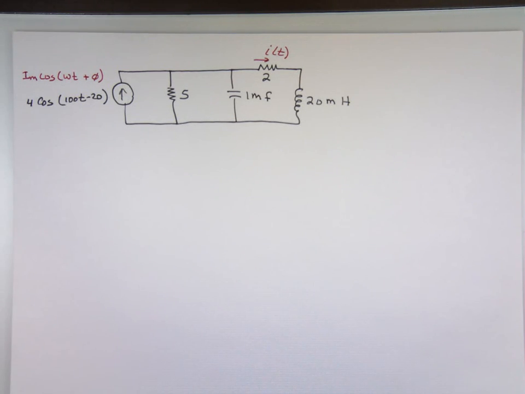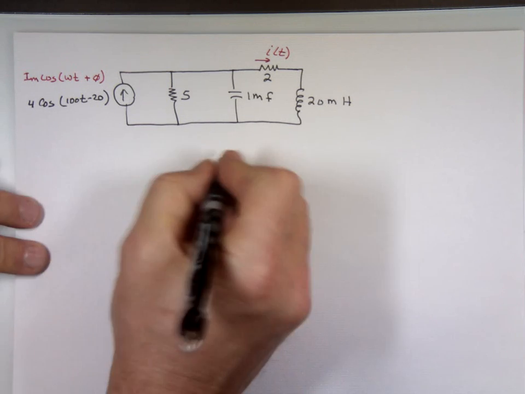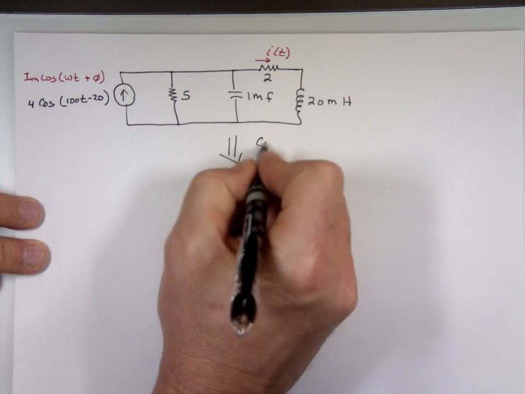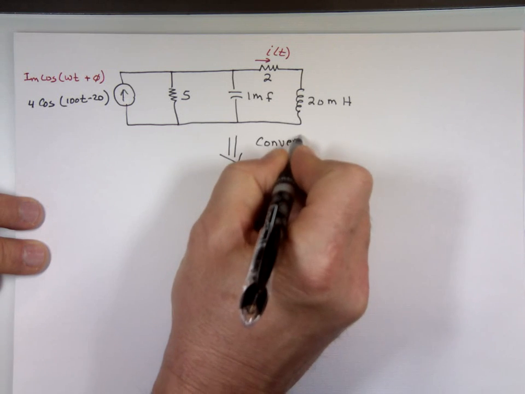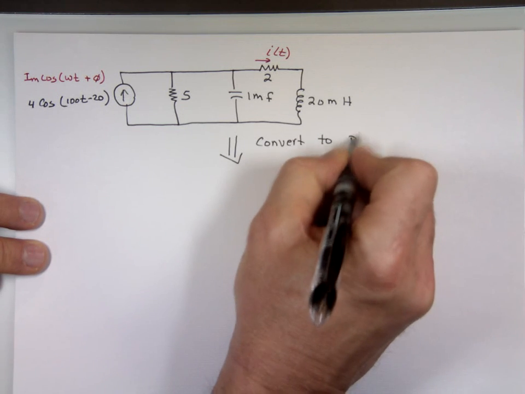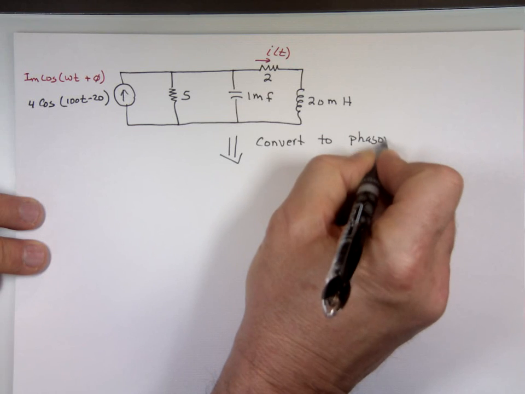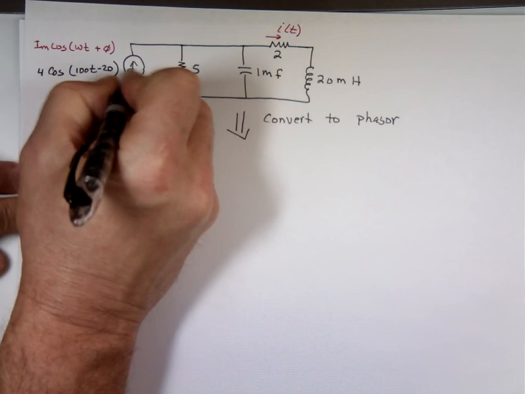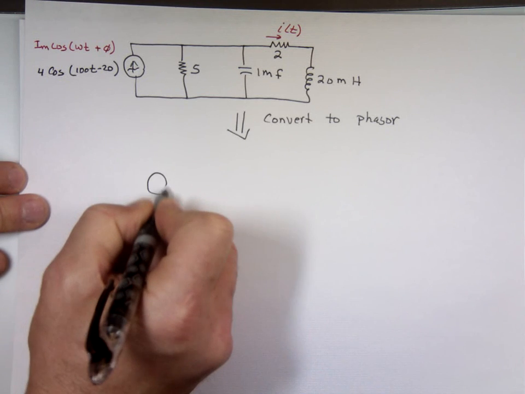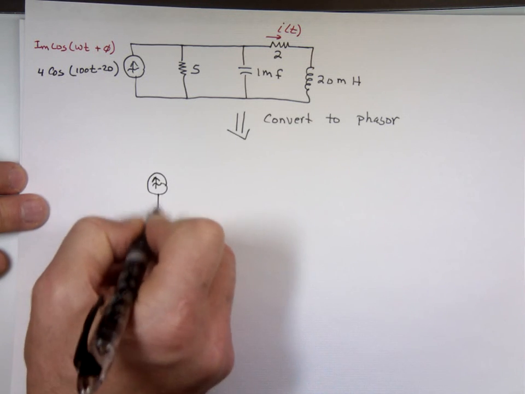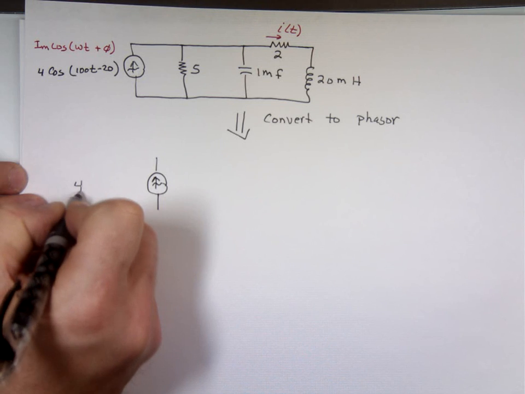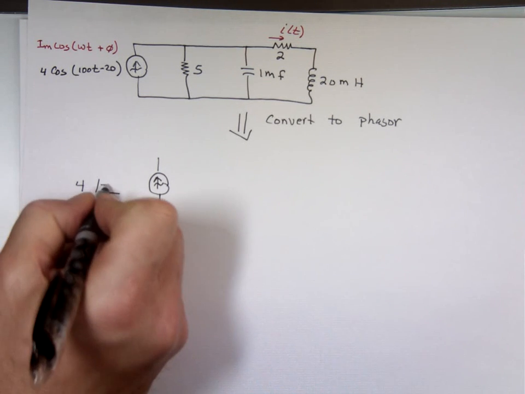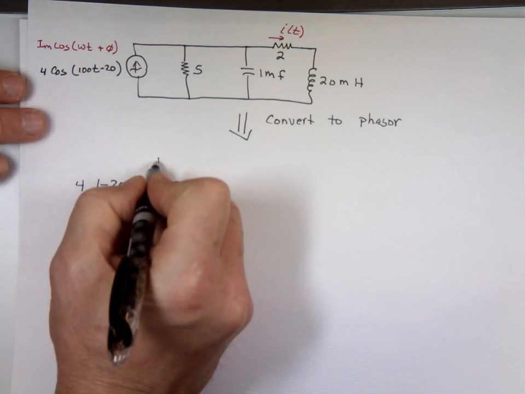100. So the first step we said we're going to take a circuit from time domain and convert that to phasor. So when I convert that to phasor, sometimes you see a squiggly line means that's an AC source. We know that that's an AC. So this will be 4 angle what? Negative 20, good. We said the resistor stays the same.